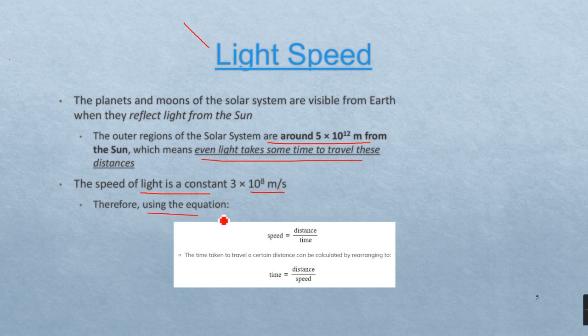If you know the speed, you can use the following equation to calculate the time taken for any distance to be covered by light. You can rearrange the equation to put time as the subject and then divide the distance by the speed of light, and then you can calculate how long it takes for light to travel to that specific location.